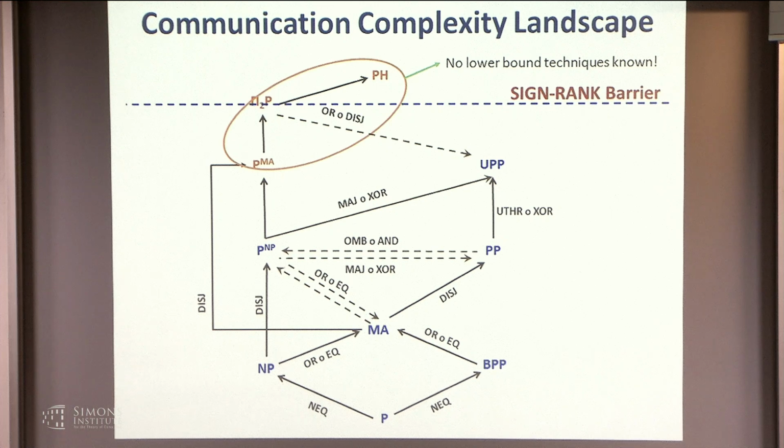In fact, P^MA was possibly not even looked at before our work because there was no reason to look at it. So the point is, there was somewhere between P^NP and the second level, the sign rank barrier. Where did it start? It was not clear.